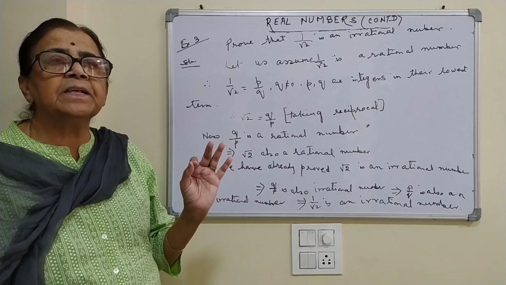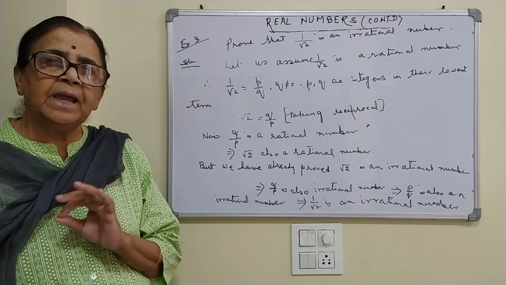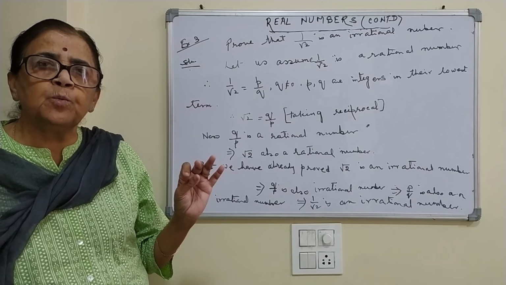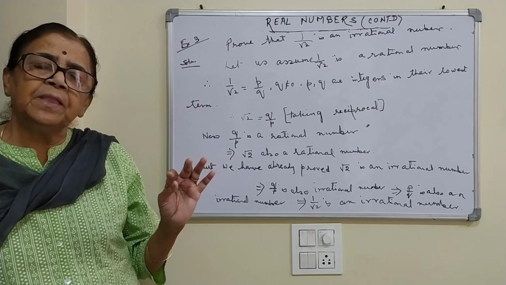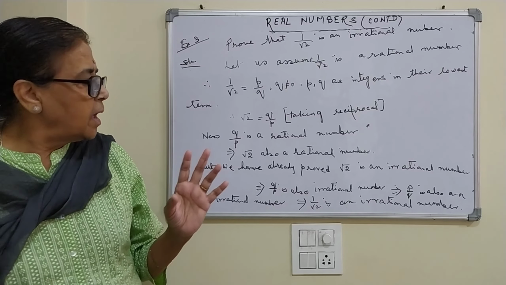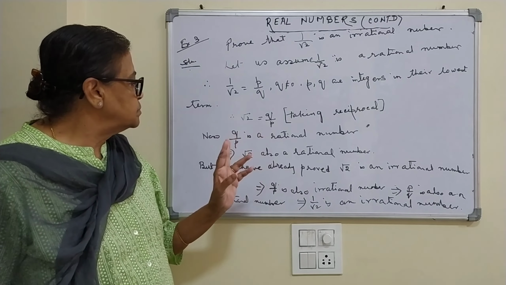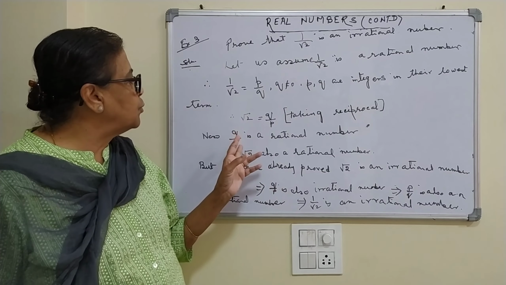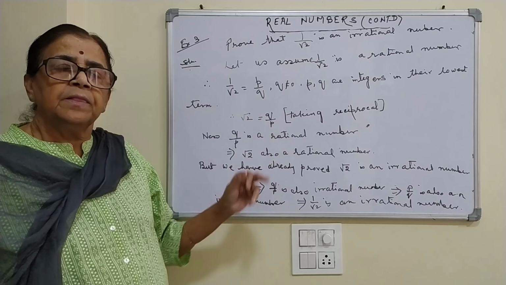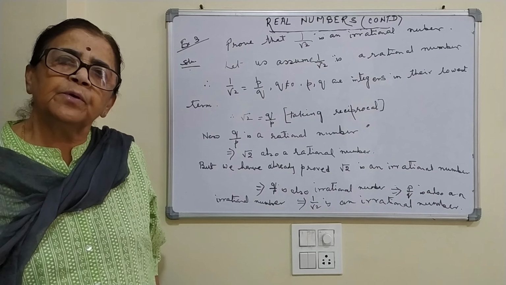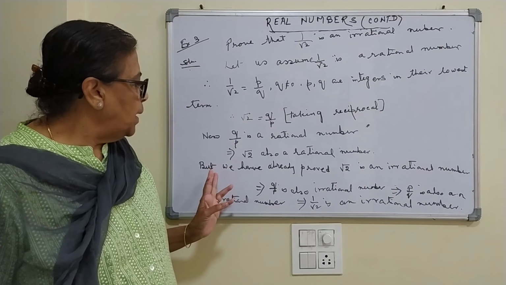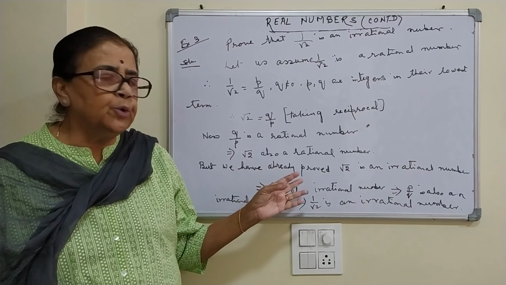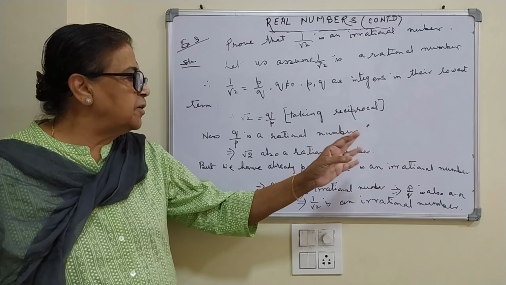Let us take an example. 5 by 8, its reciprocal is what? 8 by 5. That is also a rational number. Okay. So root 2 is a rational number. Now we have proved from here that root 2 is a rational number. But we have already proved that root 2 is an irrational number.